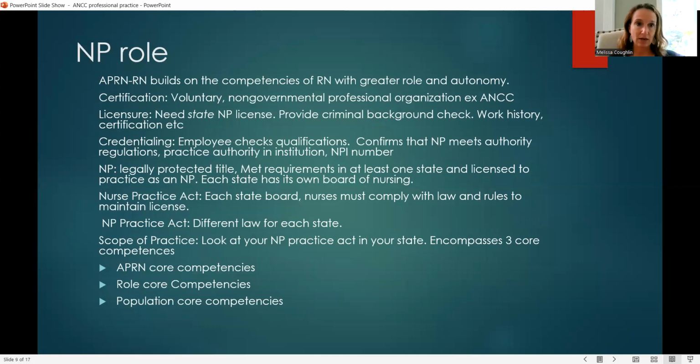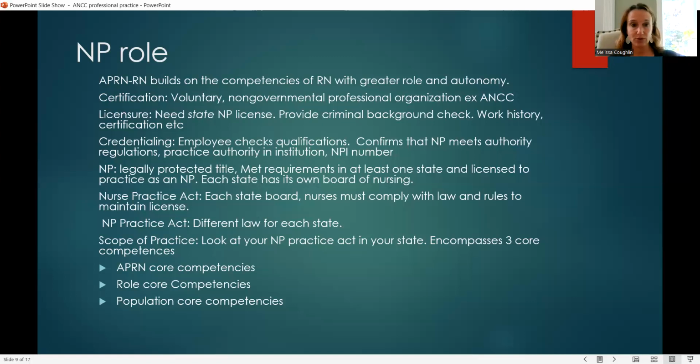So NP's roles are considered to be building on the competencies of an RN with a greater role and autonomy. You need to be certified, which is a voluntary, non-governmental professional organization, like the ANCC. And then you need to have your license, which is provided by the state in which you're going to practice. They do a criminal background, work history, and certifications. And then you get credentialed, and that's done by the employer. And it confirms that the NP meets authority regulations, practice authority within the institution, and has an NPI number. An NP title is legally protected. It means you've met the requirements in at least one state and are licensed to practice as a nurse practitioner.